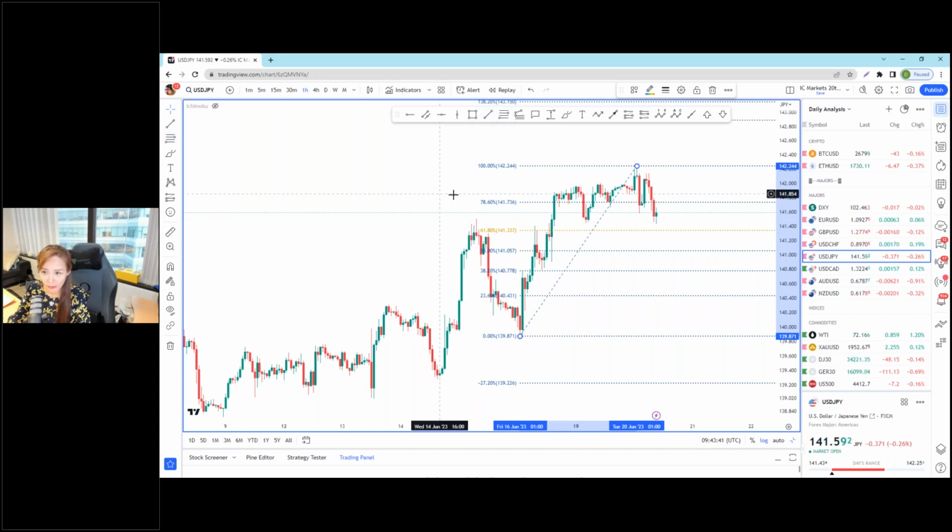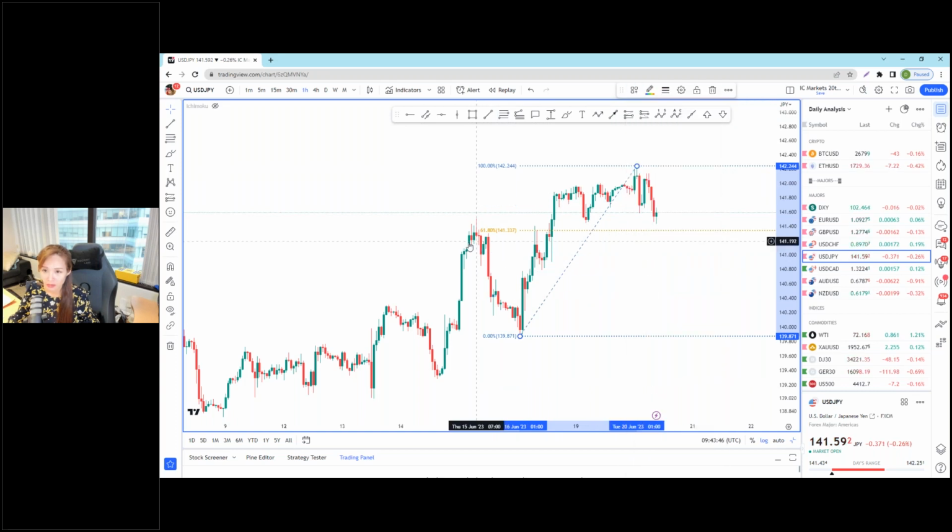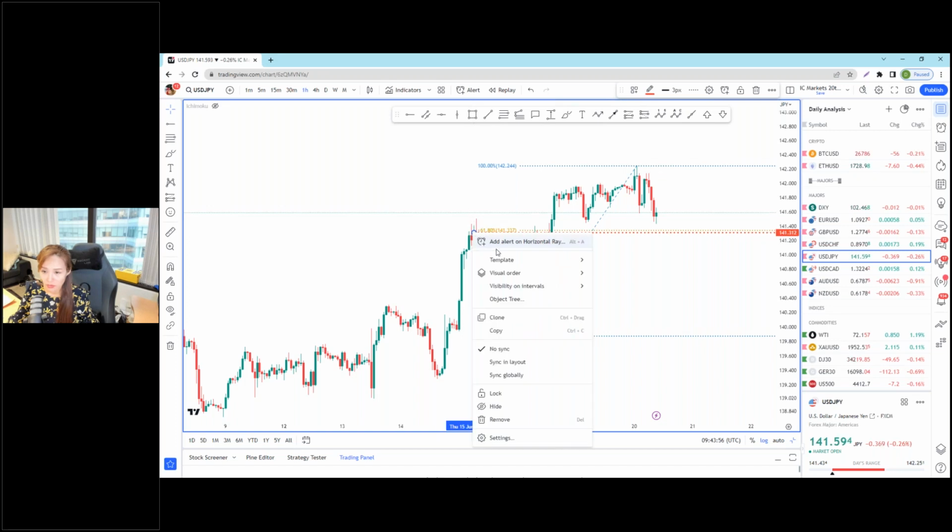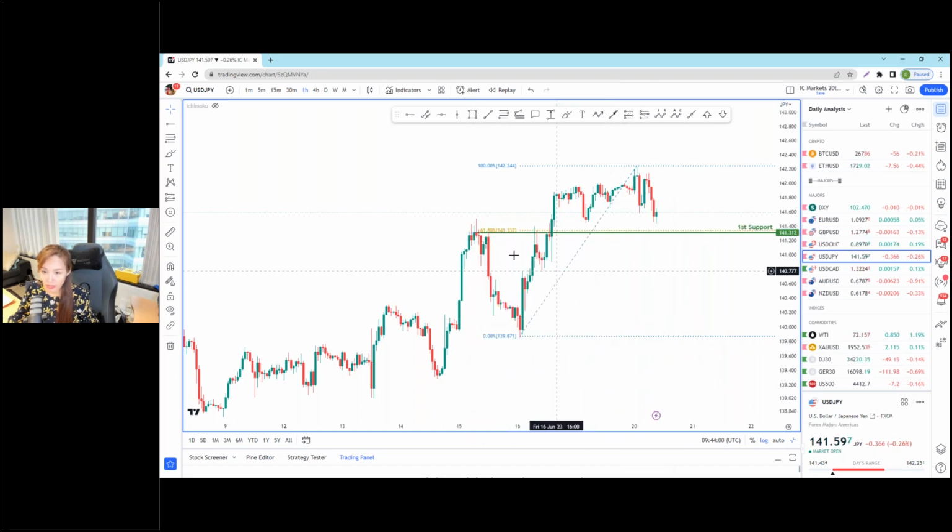Watch out. Why? There is a reason. You can draw here, and there is your overlap support. Why? It used to be resistance, right? Price broke above and now it becomes your overlap support, and it lines up with 61.8%.